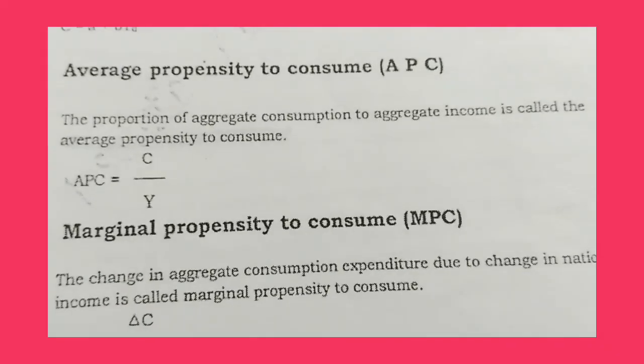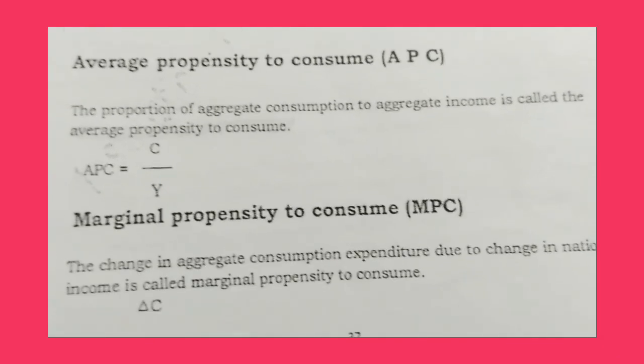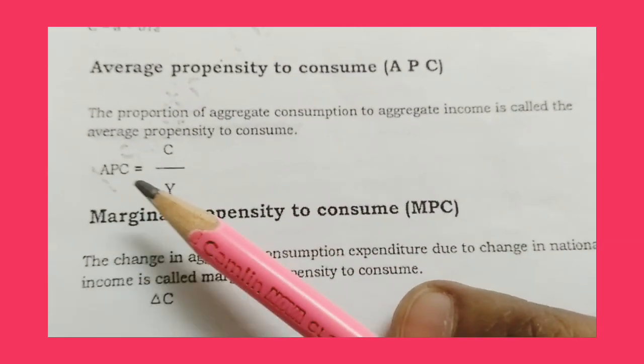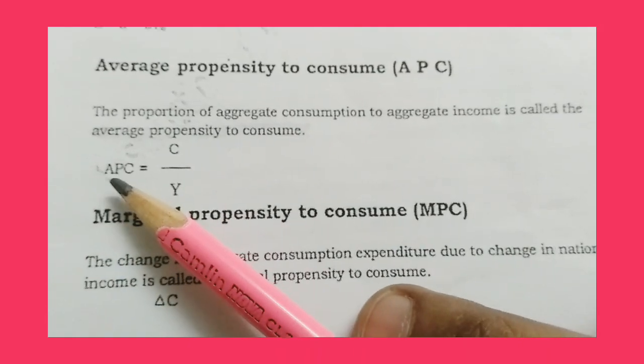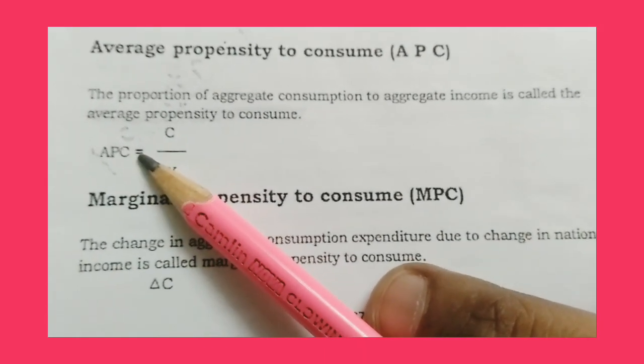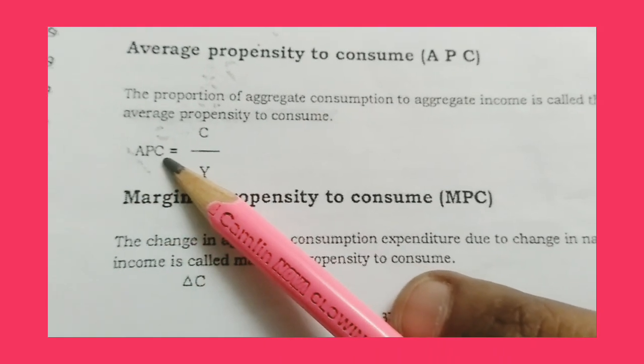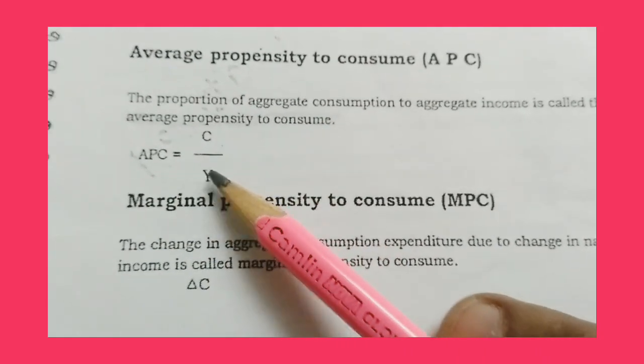Let's see the average propensity to consume, APC. The proportion of aggregate consumption to aggregate income is called average propensity to consume. So the average propensity to consume equals C by Y, consumption by income.